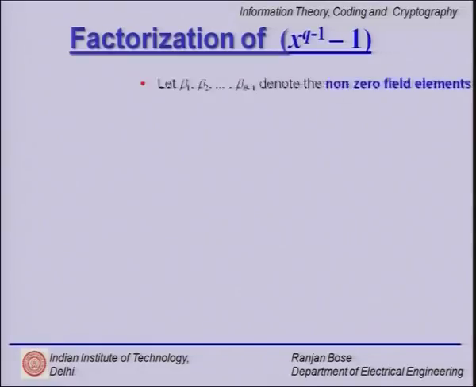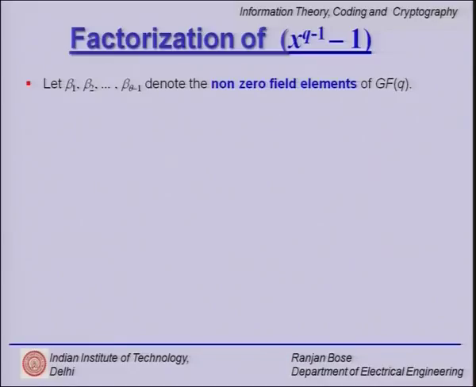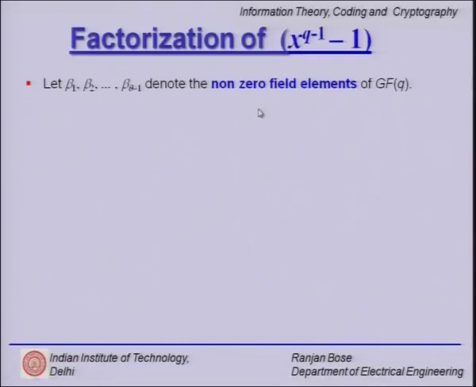and we pose to ourselves the fundamental question of factorizing x raised to the power n minus 1. But before we do that, we would like to say that my n is represented as q minus 1 right now. Okay. So, let beta 1, beta 2 and so on and so forth be the non-zero field elements of GF(q).